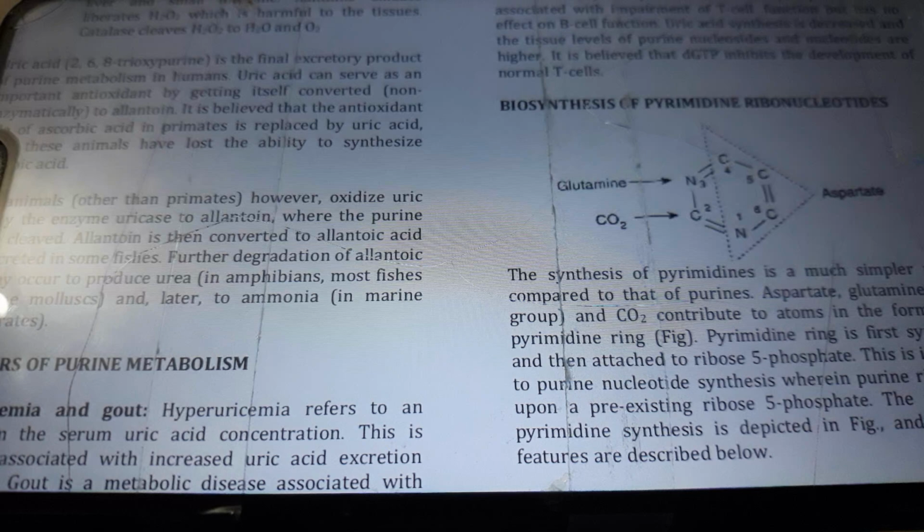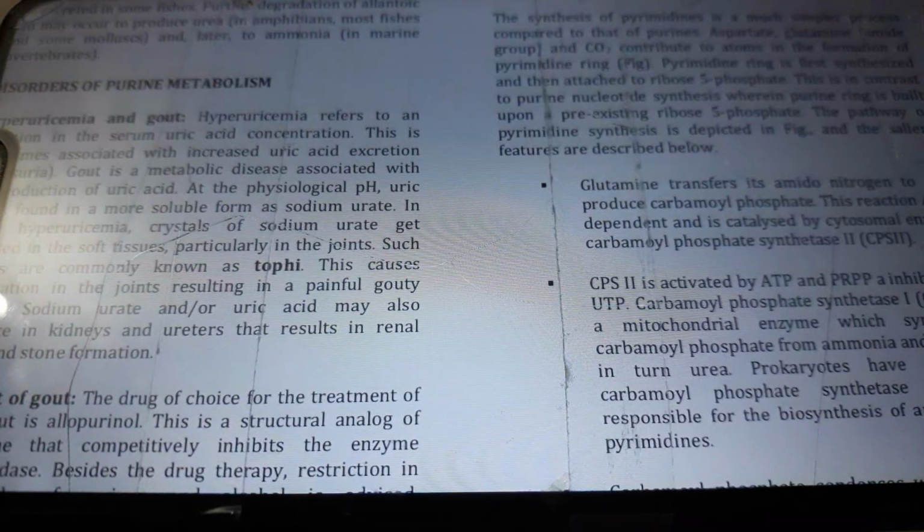Next will be the biosynthesis of pyrimidine ribonucleotides. The synthesis of pyrimidines is a much simpler process compared to that of purines. Aspartate, glutamine amide group, and CO2 contribute atoms in the formation of the pyrimidine ring. Pyrimidine ring is first synthesized and then attached to ribose 5-phosphate. This is in contrast to purine nucleotide synthesis. The purine ring is built upon a pre-existing ribose 5-phosphate.